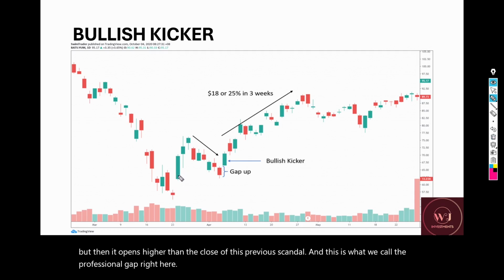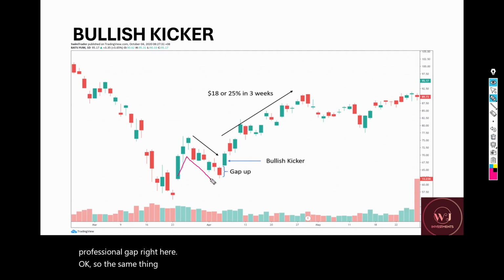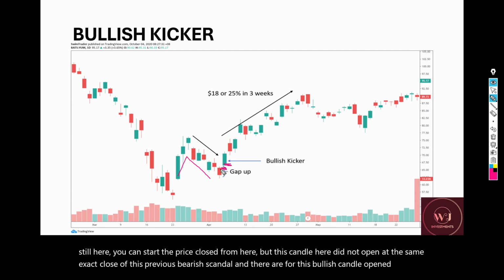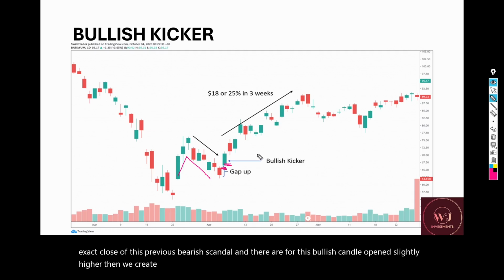Okay, so the same thing happens, and then you can see that we got a retracement here, and then still here you can see that the price closed from here, but this candle here did not open at the same exact close of this previous bearish candle, and therefore this bullish candle opens slightly higher, and then we create this small gap, and that is what we call the bullish kicker.